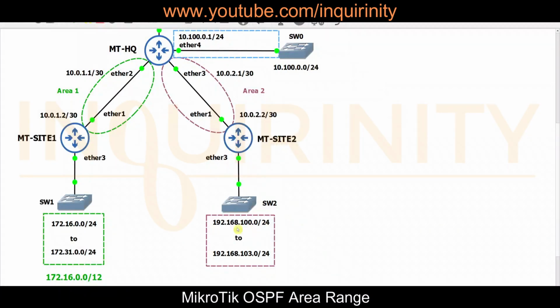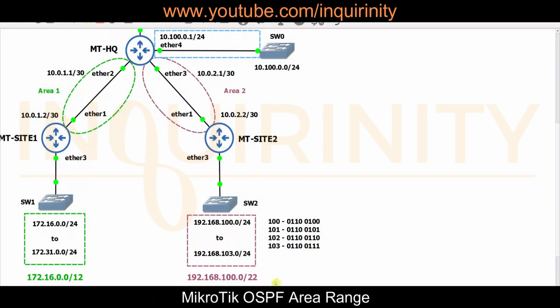Next will be our site 2 subnets, 192.168.100.0 down to 192.168.103.0/24. If you do the supernetting, these 4 subnets 100, 101, 102, and 103 will be supernetted to 192.168.100.0/22. So why is it supernetted to this? 192.168 are the same across the 4 subnets. The only difference is on the third octet, 100, 101, 102 to 103. This is the binary equivalent of decimal 100 and up to 103.